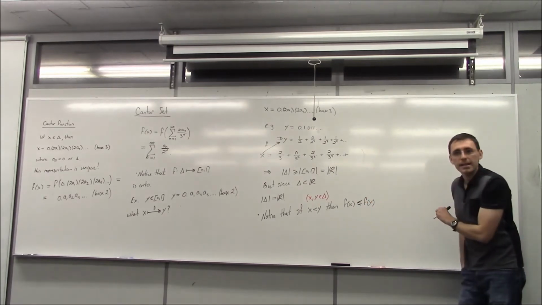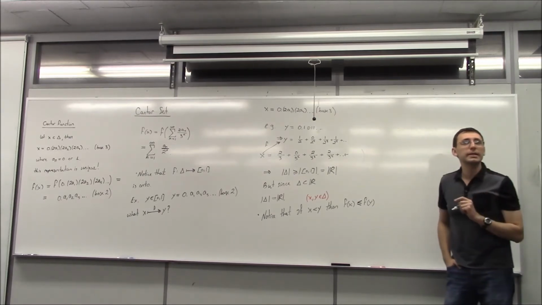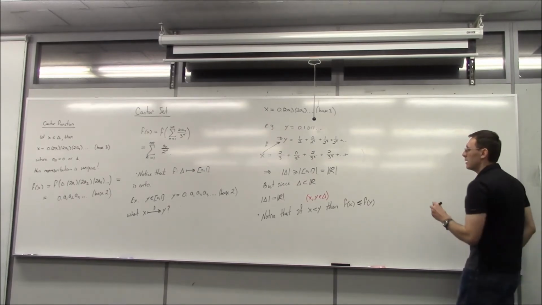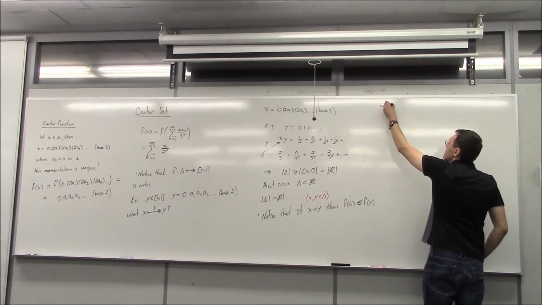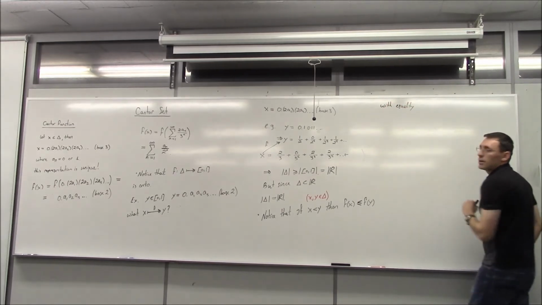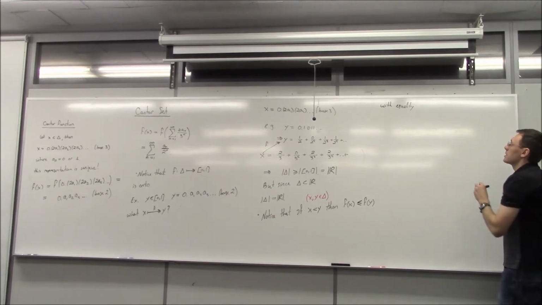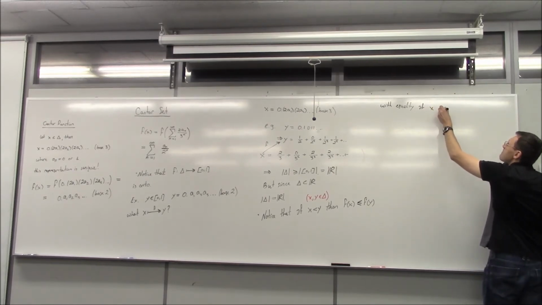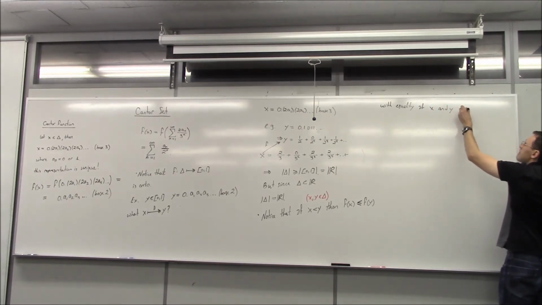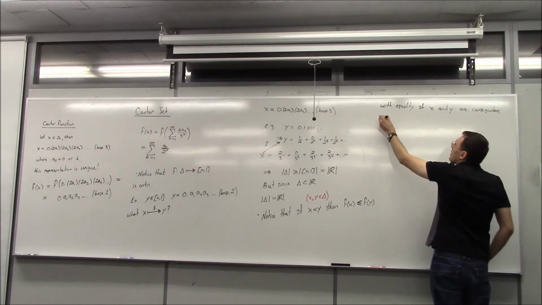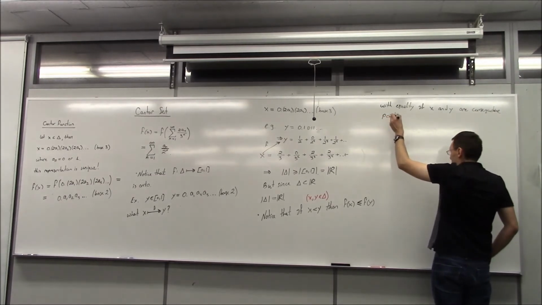So this is f of x less than or equal to f of y, with equality happening if and only if x and y are consecutive endpoints. It's important. We're going to return to this point when we talk about continuous functions. With equality if and only if x and y are consecutive points or endpoints, I should say.